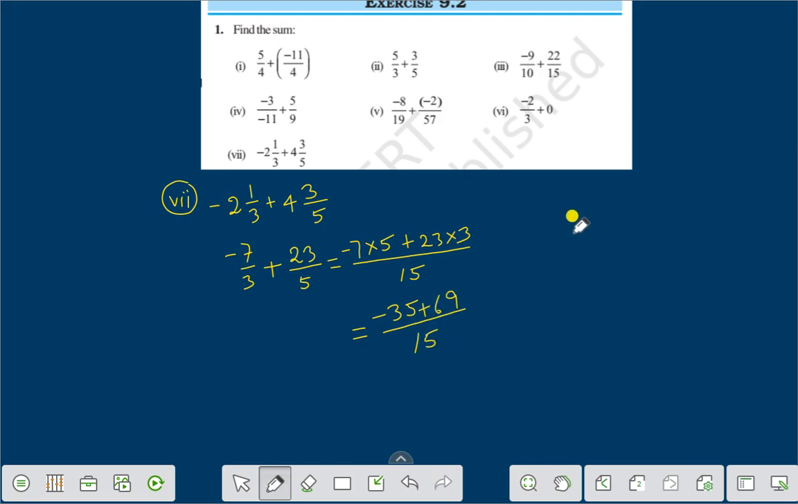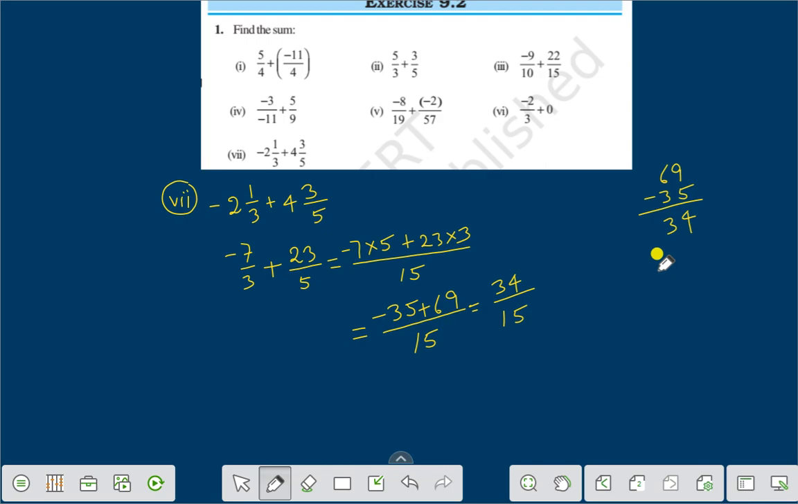If we subtract 35 from 69, we get 34, that is 34 by 15. Now you see, this is 69, this is 35, the greater number is 69, therefore the sign will be plus, that is plus 34 by 15.